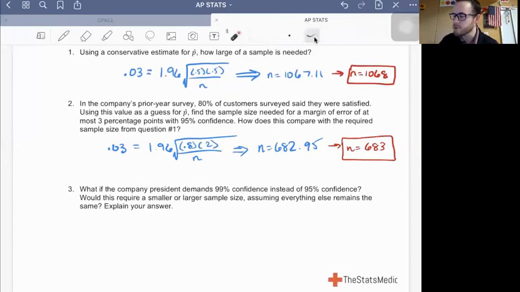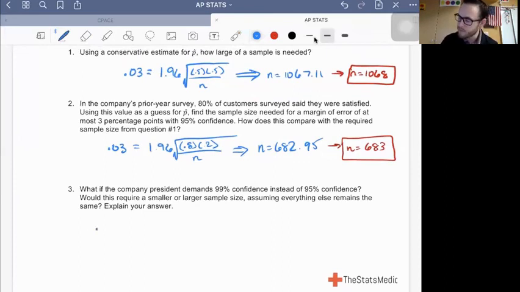For both of these questions, I just want to urge you that when you're entering it, you don't round your answers early, you round them at the very, very end. If you're using a graphing calculator, keep those full values in the calculator as you're working with it. Number 3 says, what if the company president demands 99% confidence instead of 95% confidence? Would this require a smaller or larger sample size, assuming everything else remains the same? Explain your answer.